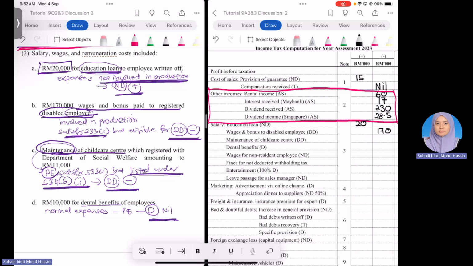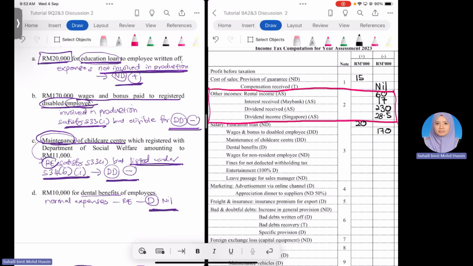Okay, so the third item that the company includes under the level of salary, wages and remuneration is maintenance of the childcare center. The company paid the maintenance of childcare center amounting to 11,000 ringgit. So this is actually a normal expense. We only maintain the childcare center. So this is actually a normal revenue expenditure satisfying section 33 subsection 1.